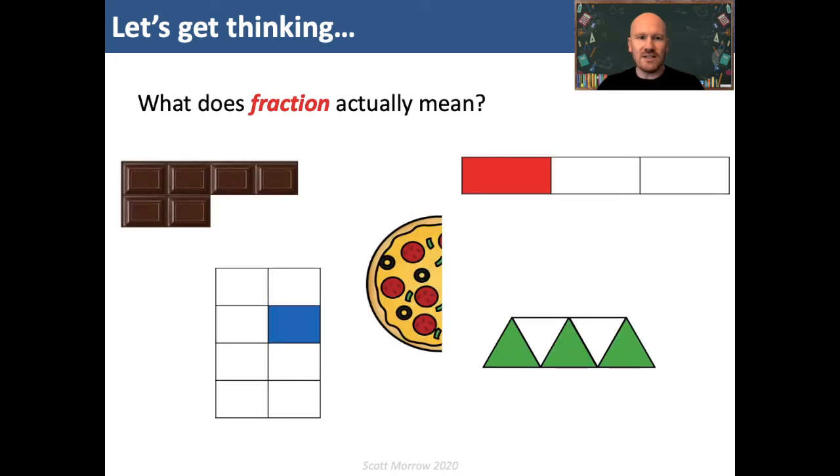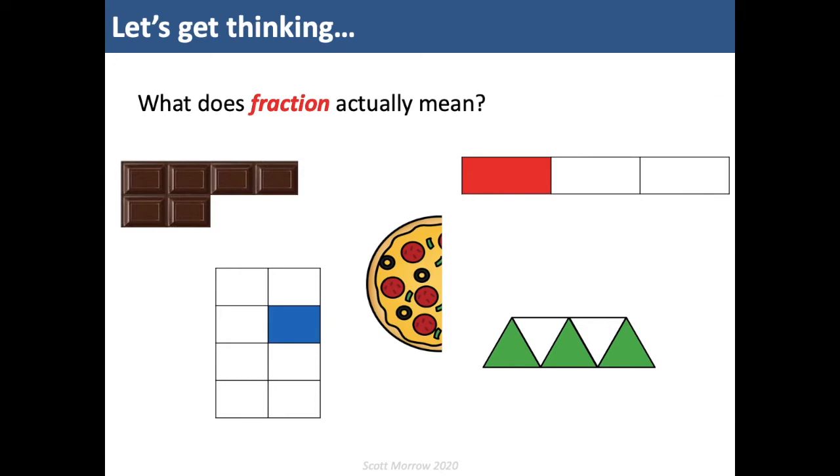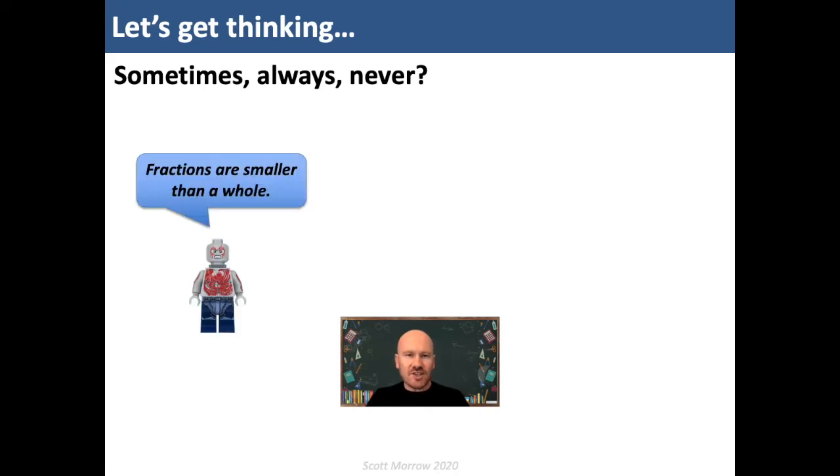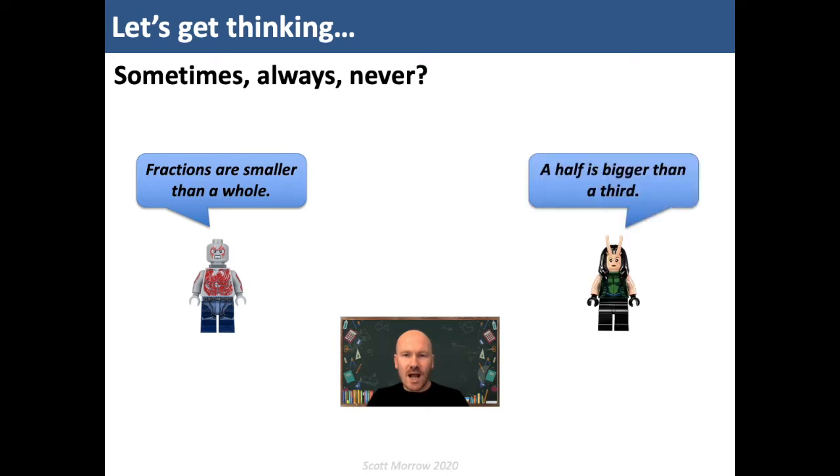So more like these, where we can see we've got 3/4 of a bar of chocolate, we've got half a pizza, we've got a third of a bar, we've got an eighth of a bar, we've got a shape cut into 5 parts, and we've coloured 3 of those parts. I'd like you to consider the following statements and decide whether you think they're sometimes true, always true, or never true. Fractions are smaller than a whole, and a half is bigger than a third. So pause the video for 2 to 3 minutes, consider your thoughts, and share those with the class.